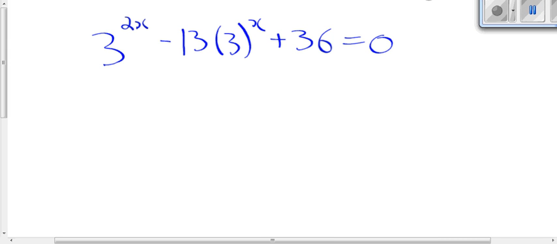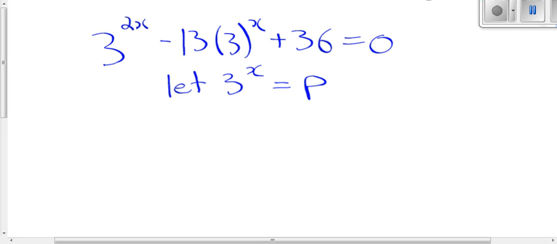Okay, so for this, what you need to do is look for something where you can replace these exponents with a variable or a number. So for example, I see this is base 3 and this exponent x here. So I'll let that equal some variable, let's say p.